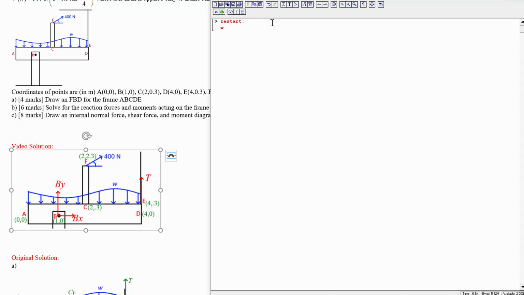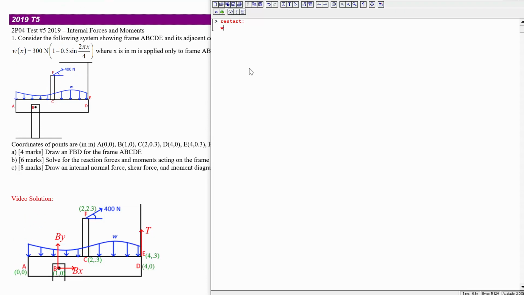We'll put in what the distributed load is, which was given in the problem. W is equal to 300 times (1 minus 0.5 times sine of 2 times pi times x over 4). There is our distributed load typed out. And we can plot that.